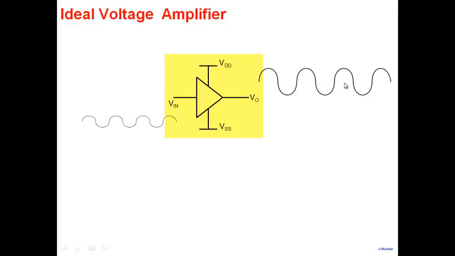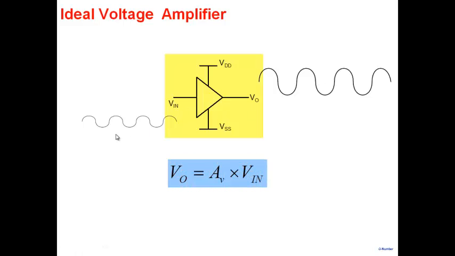Whatever is the shape, the same shape should appear over here. The only thing that should differ is the magnitude. I should have a higher magnitude here as compared to the magnitude here. The shape has to be exactly the same. If it's a sinusoid, I want a sinusoid here. If it's a triangular wave, I want a triangular wave here. Only the amplitudes should differ.